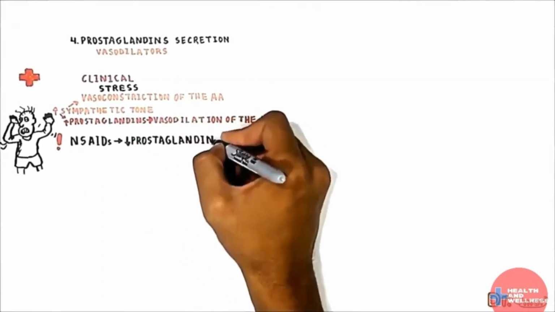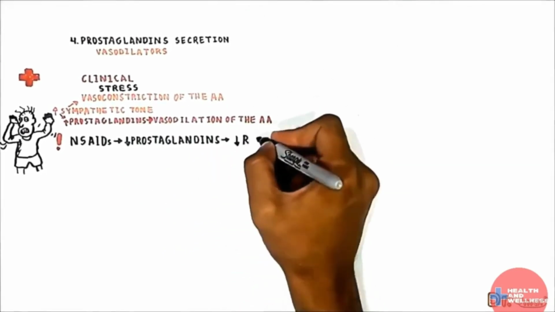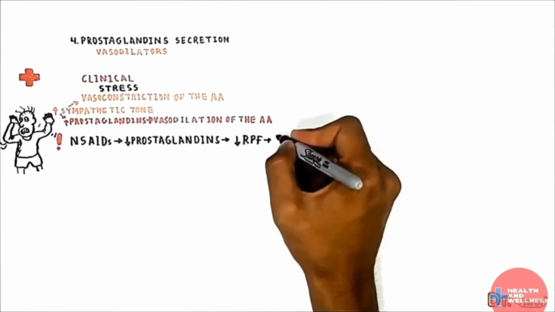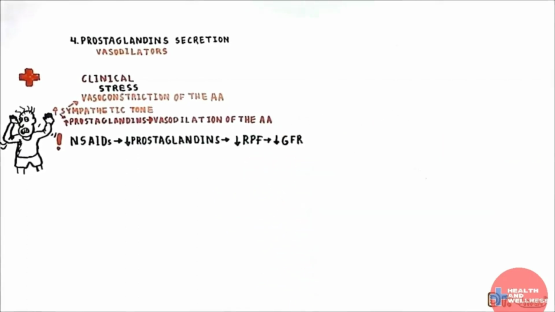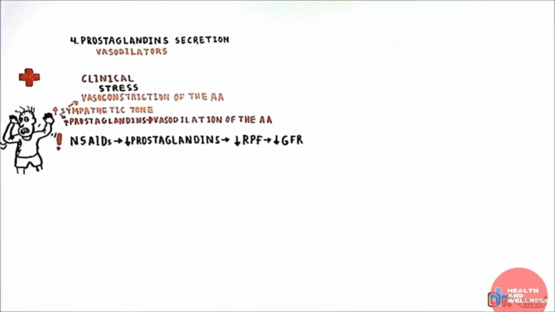The long use of medication like nonsteroidal anti-inflammatory drugs can block the synthesis of prostaglandins, leading to constriction of afferent arterioles, decreasing renal plasma flow, which in turn decreases glomerular filtration. This may result in acute renal failure.